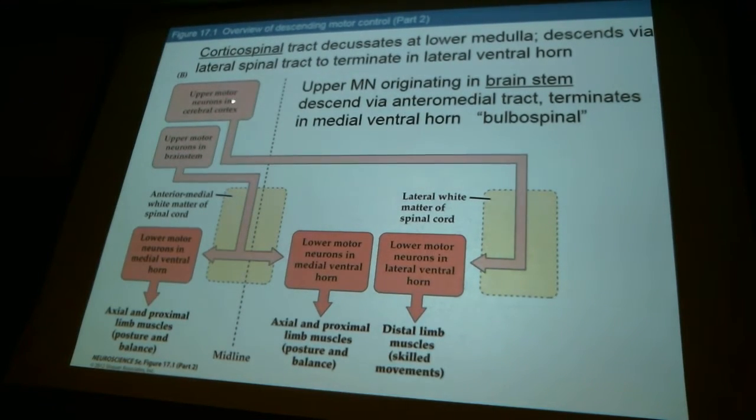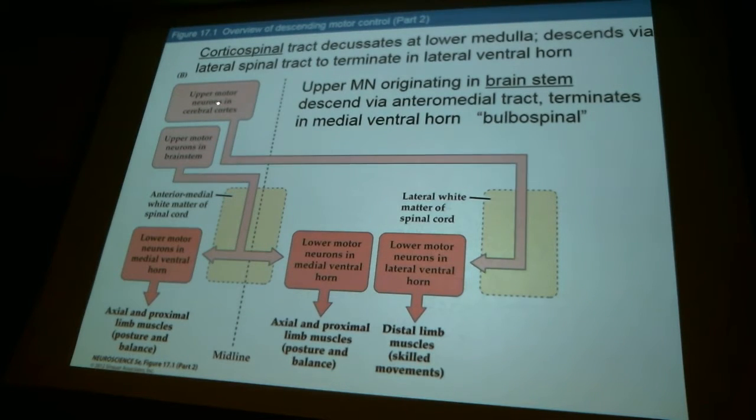This part of the circuit, the upper motor neurons of the cerebral cortex, those were the M1 neurons. We talked about how they had a direct line down to the lower motor neurons. And now we're going to talk about the second class of upper motor neurons, and these are the upper motor neurons of the brainstem. And they're quite different systems, as we'll see. They do control different things. And part of our understanding of how they control different things derives from their projection pattern.